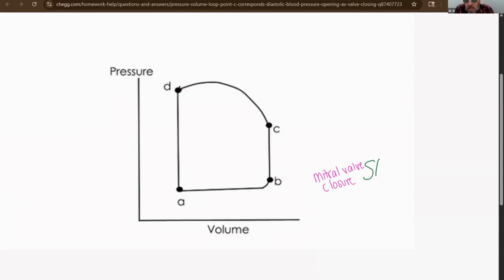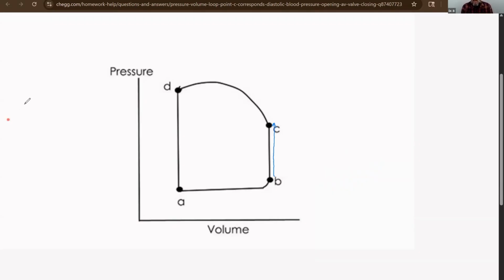So from B to C, what is changing, Amy? What's changing, and which way is it going? The pressure is increasing. Right? So it's going up. And what's really important here is also to note what is not changing. It's the volume. The volume is not changing here.